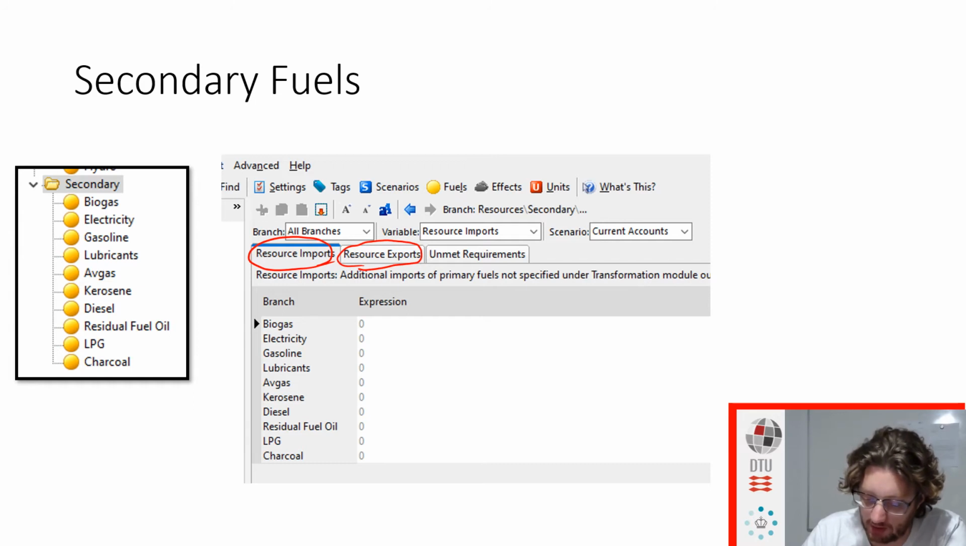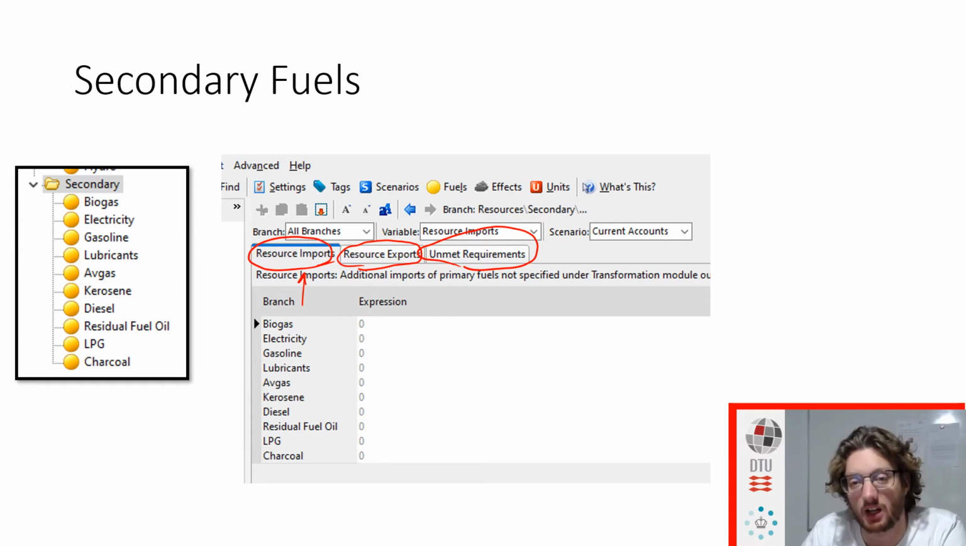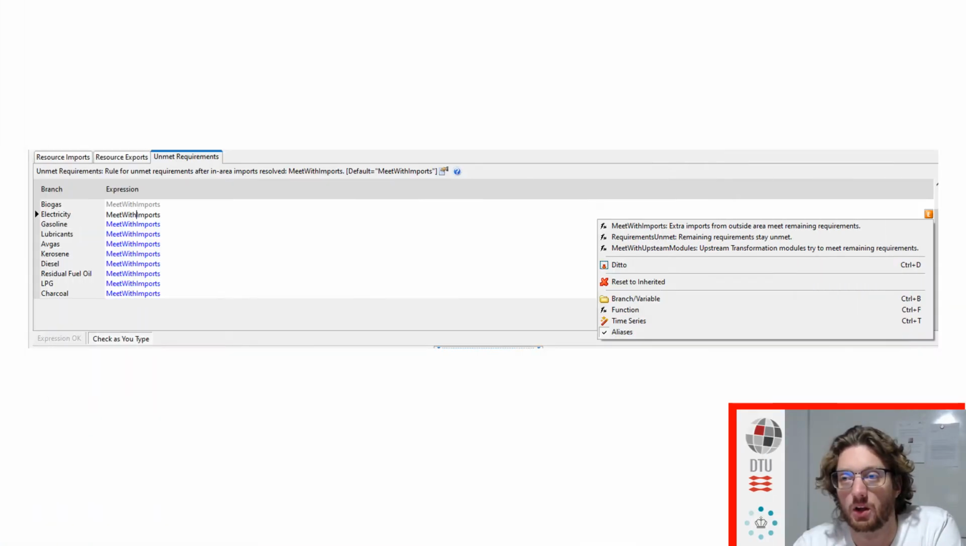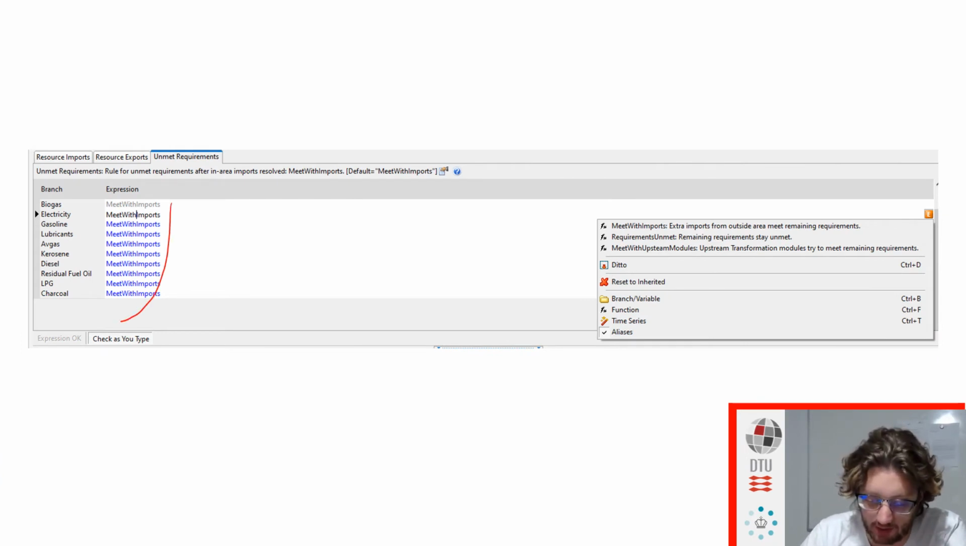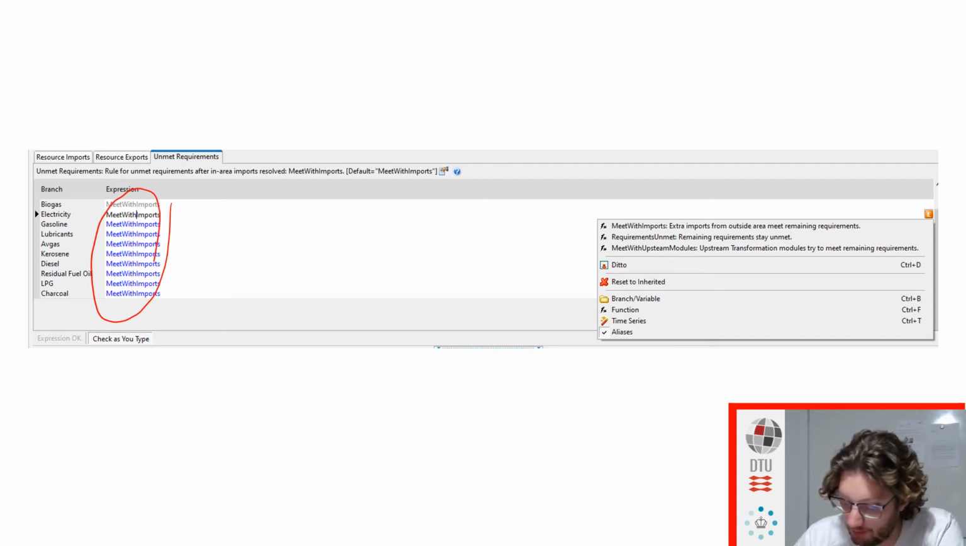Now we also have this thing called unmet requirement. Import is if we don't have enough, but we can get it from somewhere else, or we have a deal with someone else giving us that, no matter if we have enough for ourselves. And export is if we have a deal that we need to give it away to someone else already. Unmet requirement is simply what we do if we don't have enough of this fuel. We have three choices here. If you go to unmet requirement, you can see they are all listed right now with meet with imports, but we actually have three choices.